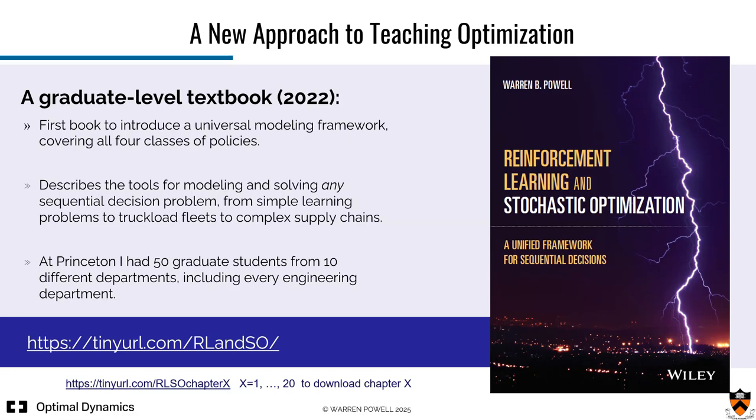At Princeton, last time I taught this course, I had 50 graduate students from 10 different departments, including every engineering department. I had students from politics, economics, I think physics. So it's written at a mathematical level that you would need if you were going to develop computer software.